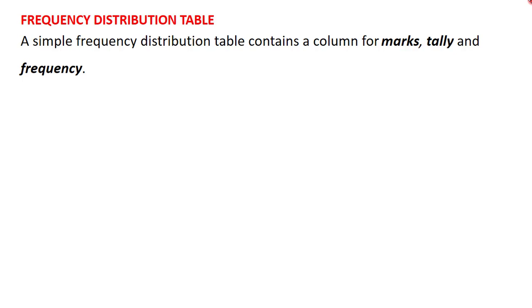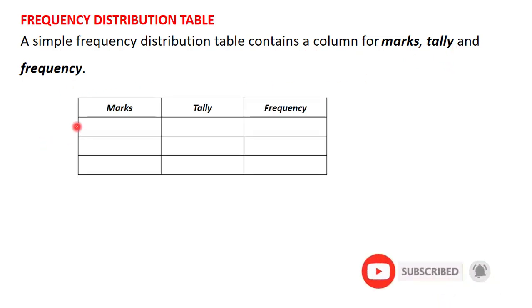Frequency distribution table. As we learned from the previous video, a frequency distribution table is used to present statistical data. A simple frequency distribution table contains a column for mark, tally, and frequency. So this is how a simple frequency distribution table looks like. We have one column for mark, another column for tally, and another one for frequency.